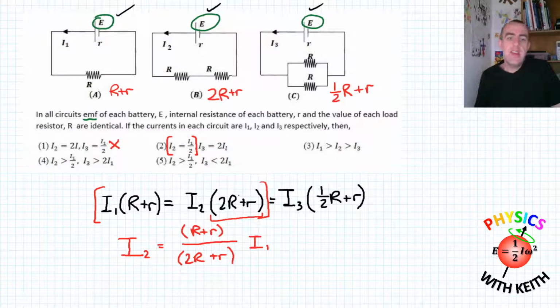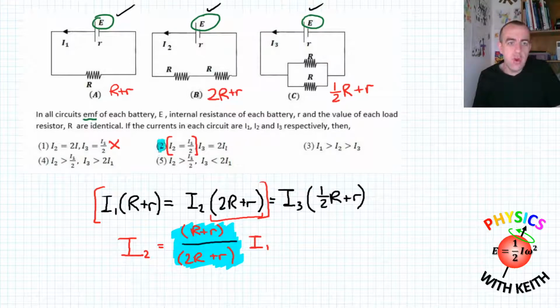Right, now, is it possible for this part that I'm about to highlight in blue here to equal a half? Because if number 2 is correct, for I2 to equal half of I1, this part has to equal a half. Is that possible? There is one scenario where that is possible. Does anyone know what it is?